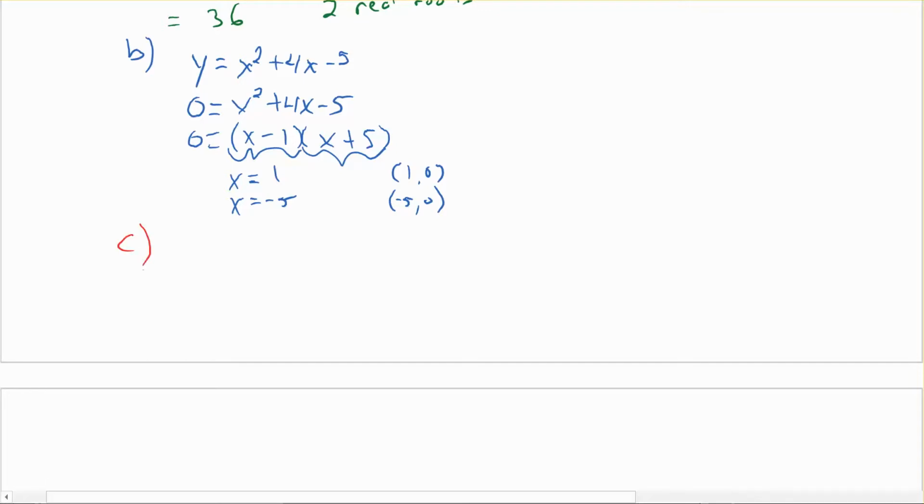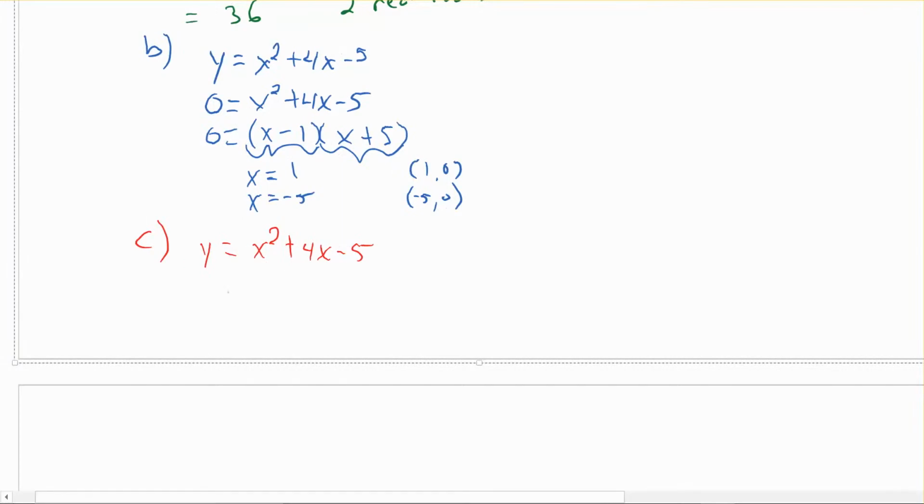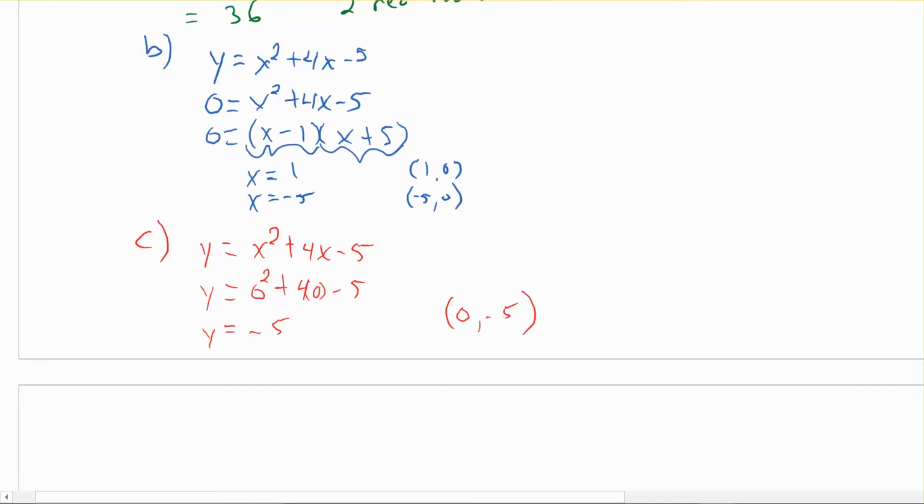So for c, our equation was y is equal to x squared plus 4x minus 5. Well, our y-intercept is going to be when x is equal to 0, so I'm just putting a 0 in place of x: 0 squared plus 4 times 0 minus 5. So 0 squared is 0, 4 times 0 is 0. All I have left is minus 5. So the y-intercept is when y is equal to minus 5. And the other way to write that would be (0, negative 5). That would be the actual point, right?